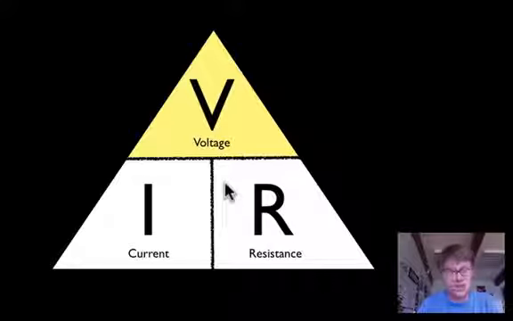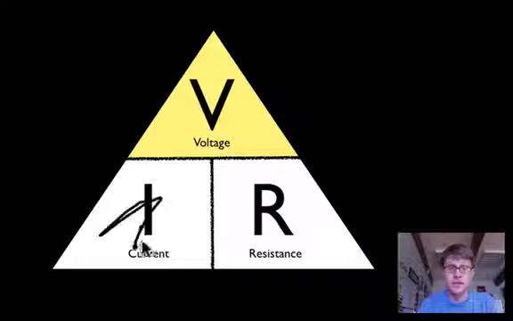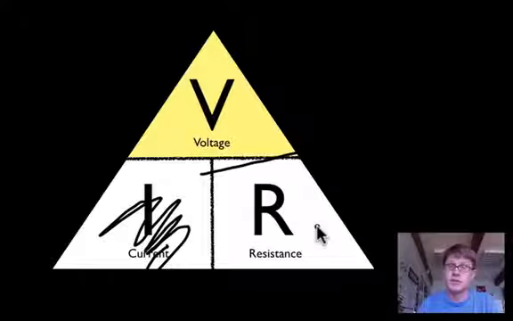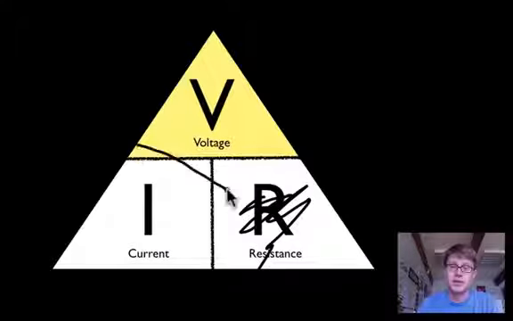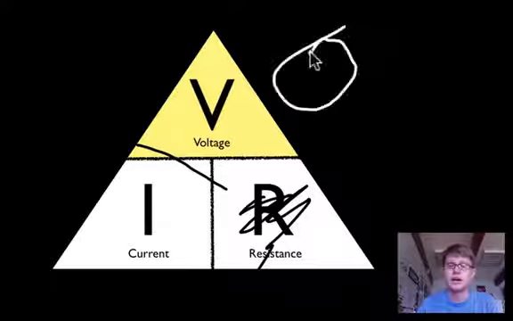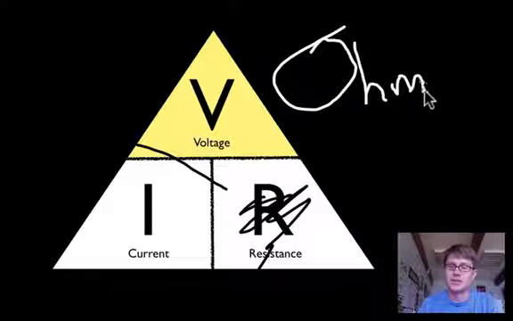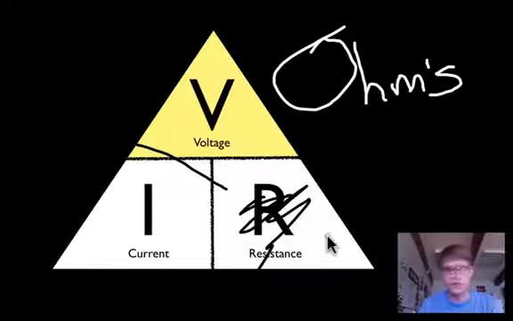If I don't know the current, let's cover that up. Current is going to be the voltage divided by the resistance. And likewise, if I don't know the resistance, if I cover that up, resistance is going to be the voltage divided by the current. And so this whole thing is called Ohm's law. This is bad writing, not too good at the mouse. So this would be Ohm's law, and it just shows us the relationship between voltage, current, and resistance.